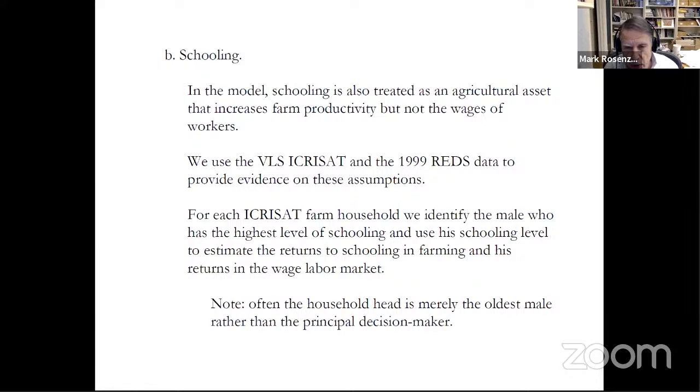Now, a lot of people would say, wait a minute, education is always a good thing. How could it not affect the wages of workers? Let's look. So we're going to use the ICRISAT data and the REDS data to provide evidence on these assumptions, right?